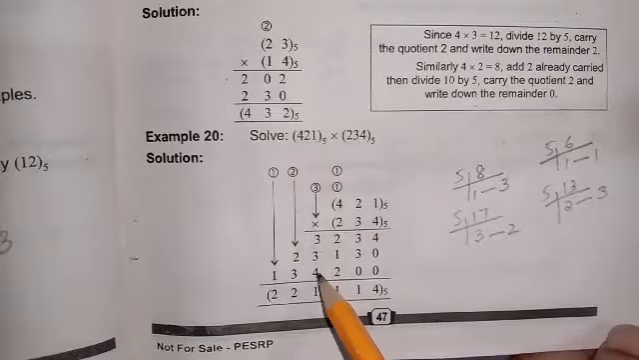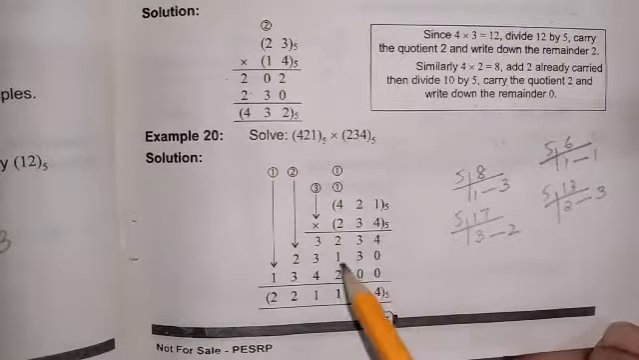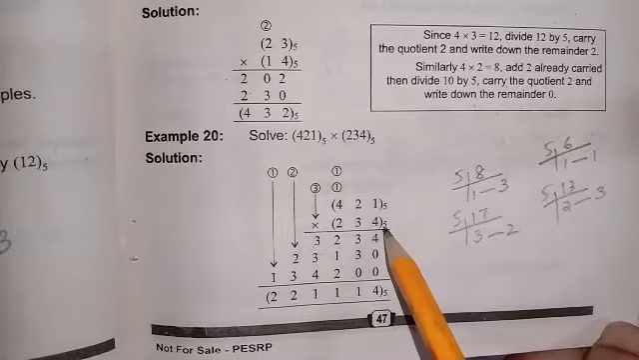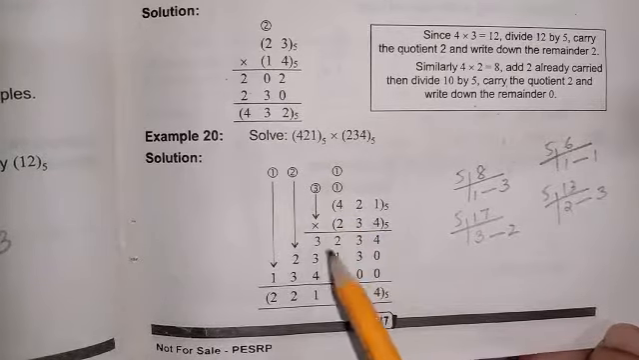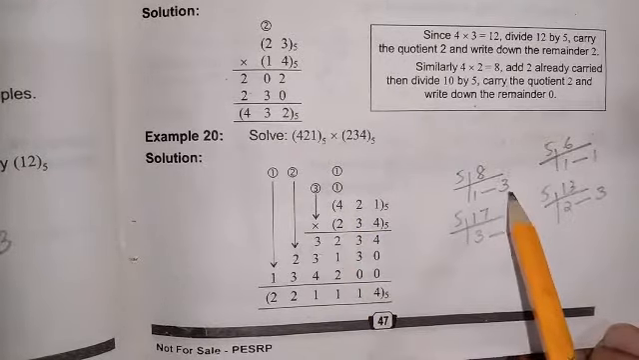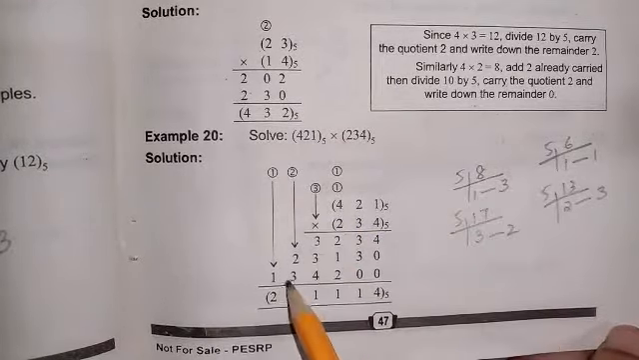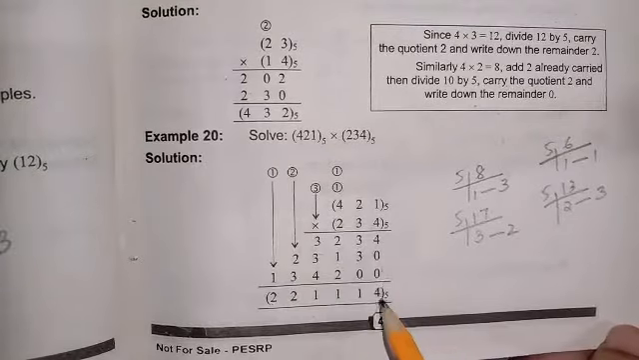2 2s are 4. 4 will be written as it is, because 4 is a base 5 number system digit. Now 2 4s are 8. We cannot write 8, so we will divide it. 3 is our remainder and 1 is our quotient, so we will write 3 and 1. 4 will be written as it is.